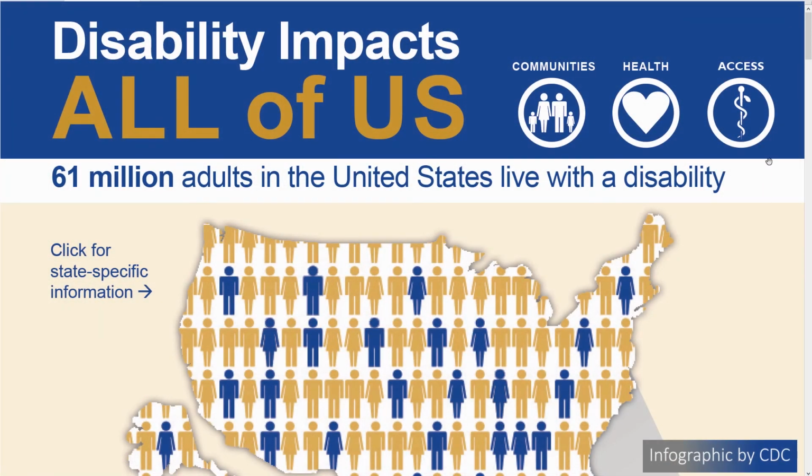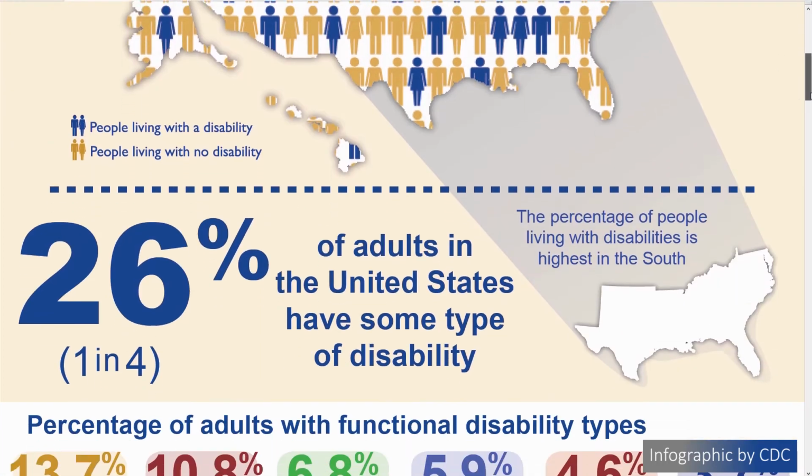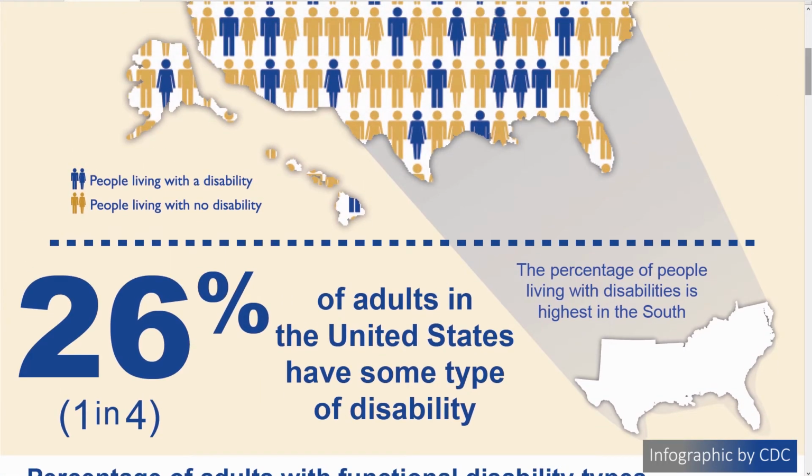According to the CDC, 61 million adults in the U.S. live with a disability. That's 26%, or 1 in 4 adults. But what exactly are we talking about when we talk about disabilities? Because that seems like an incredibly high number.